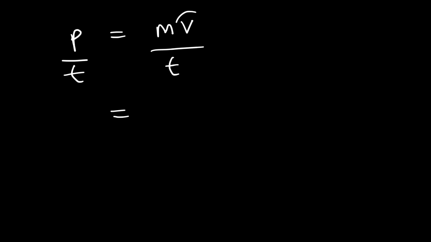Now, the next thing we need to talk about is the relationship between momentum and force. So we know that momentum is mass times velocity. Now, what happens if we divide both sides by t? Now, let's focus on the right side of the equation. We have velocity divided by time. Acceleration is the change in velocity divided by time. So the change in momentum over time is mass times the change in velocity over time.